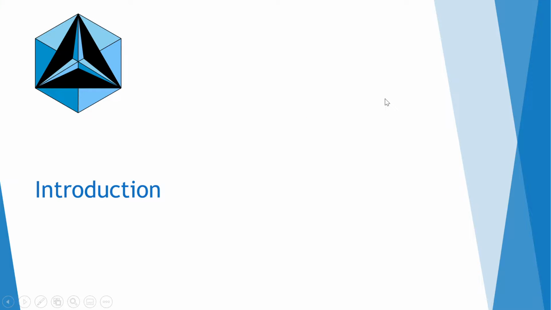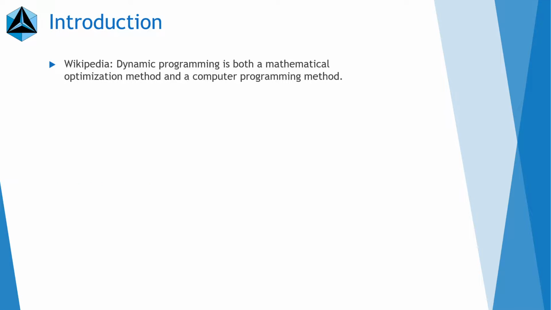So first let's introduce this topic. By Wikipedia definition, dynamic programming is both a mathematical optimization and a computer programming method. It's generally used in computer science, but basically, some problems split into subproblems where we have to compute a similar problem, and then we split it up all the way down until we reach a base case.